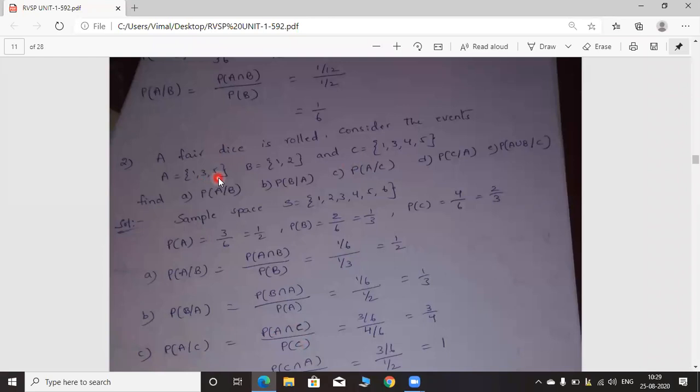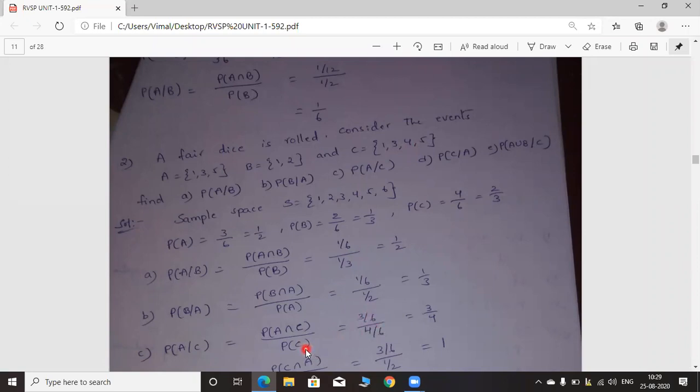In event A, we have 3 elements, 1, 3, 5. But in C, we have 4 elements, 1, 3, 4, 5. So how many common elements do we have for both events A and C? 1, 3, 5 are the common elements. So we have 3 elements in common. So in the numerator, you have to write 3 by 6. Why should we write 6 here? Sample space has 6 possible outcomes. For this random experiment, the total number of possible outcomes is 6 only. Then you have to write 3 by 6 in the numerator.